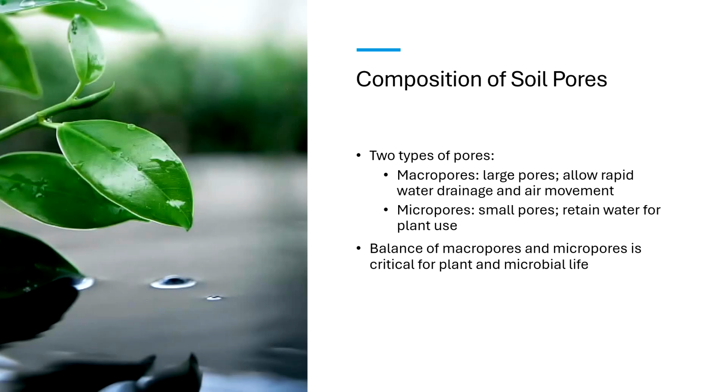Macropores drain quickly and allow oxygen to diffuse into the profile. Micropores hold water against gravity and supply plants between rains and irrigation. A functional soil needs both, created by structure, roots, and fauna. Tillage may create temporary macropores, but biology sustains them in the long term.